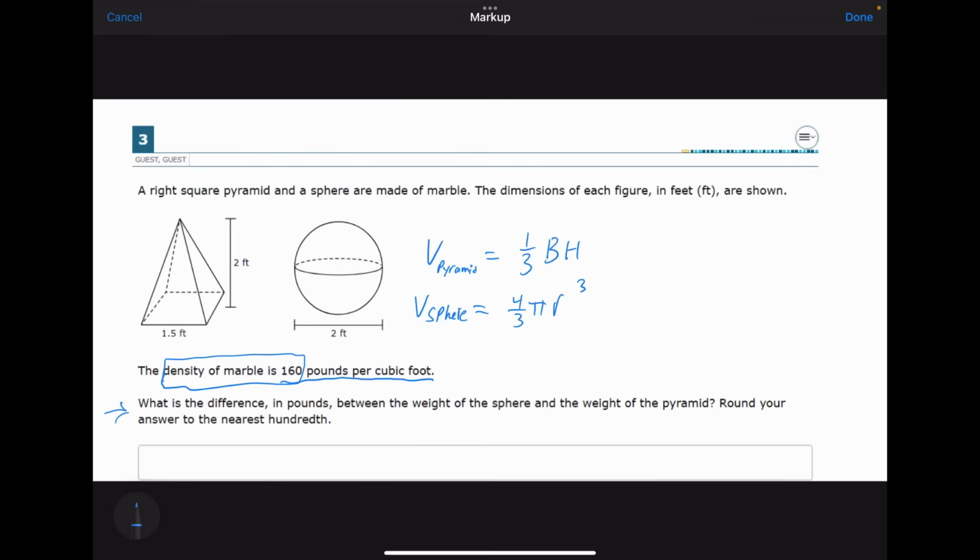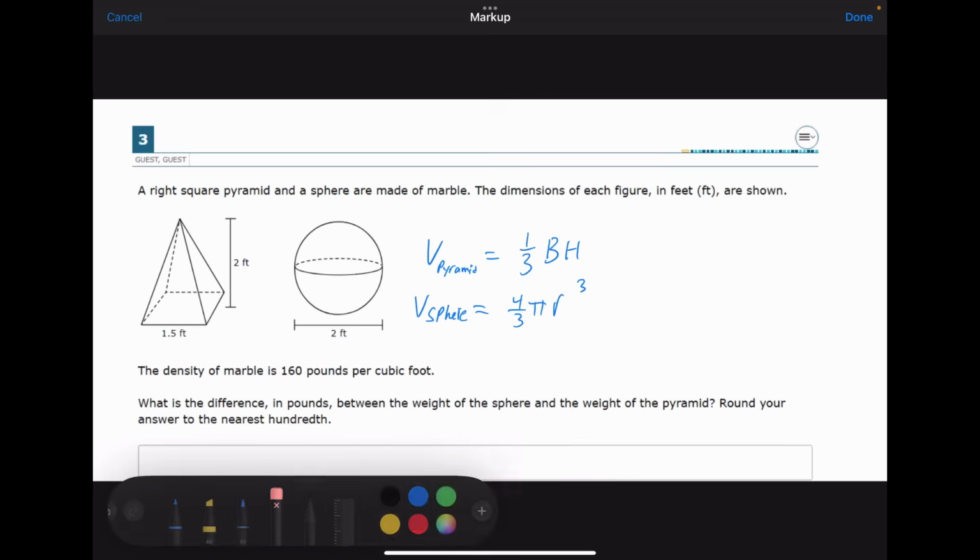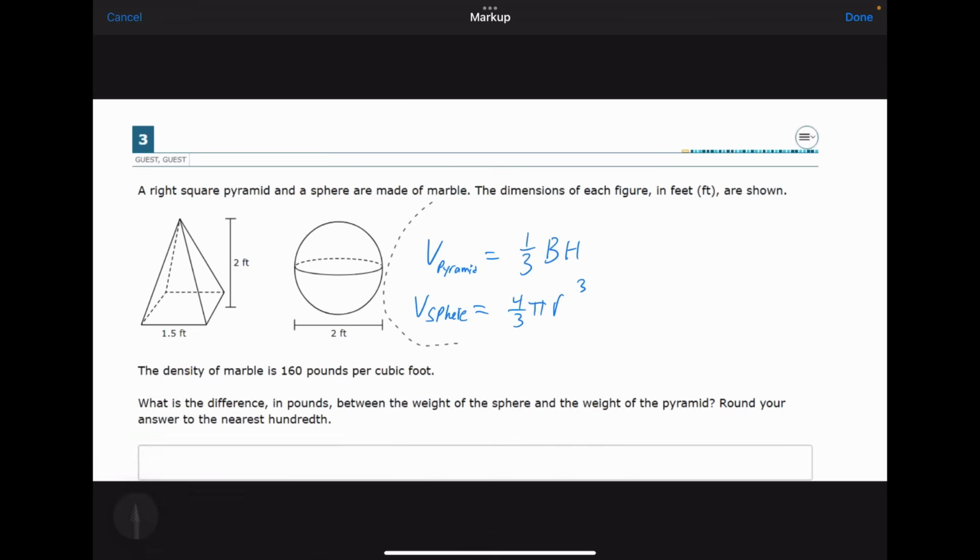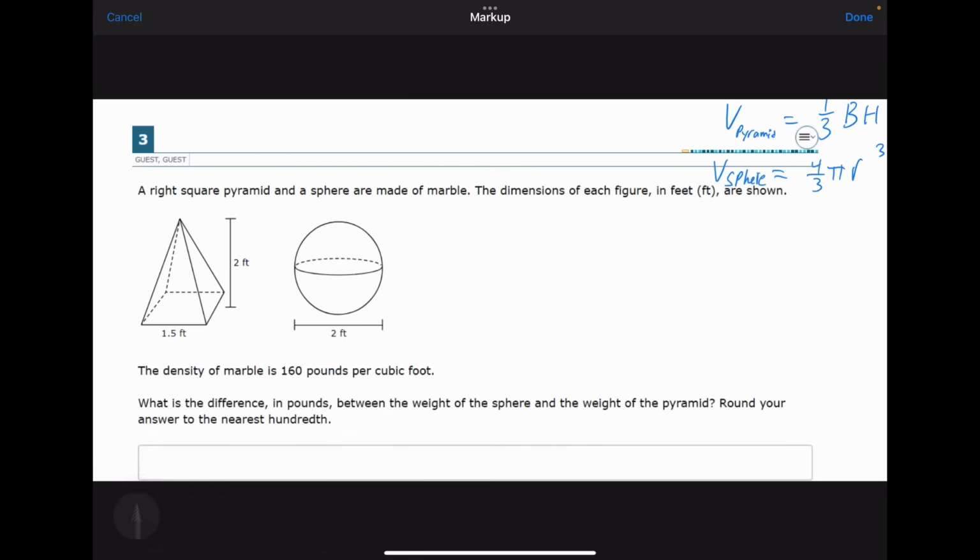And then this last section here, we're going to find the difference in pounds between the weight of the sphere and the weight of the pyramid. And that's just going to be a simple subtraction. We're going to find the weight of option 1 here, the weight of the pyramid. And then we're going to find the weight of this guy, the weight of the sphere. And we're going to find the difference between the two. And that'll be our final answer. So like I said, relatively complicated question. So let's just get into it. So here we have, I am going to move these equations out of the way. They will become relevant as we proceed.